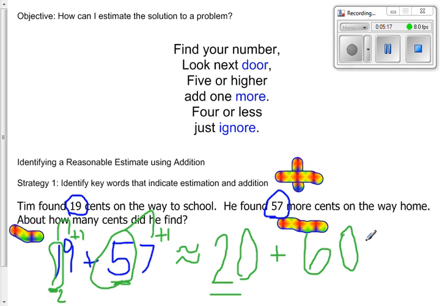So when we round our answer, 20 plus 60 is 80. So the answer to our estimated problem, about how many cents did Tim find? He found 80 cents. And I'm going to label my work because good mathematicians and thinkers always label so we know what they're talking about. So this is something we're going to be trying in class tomorrow.